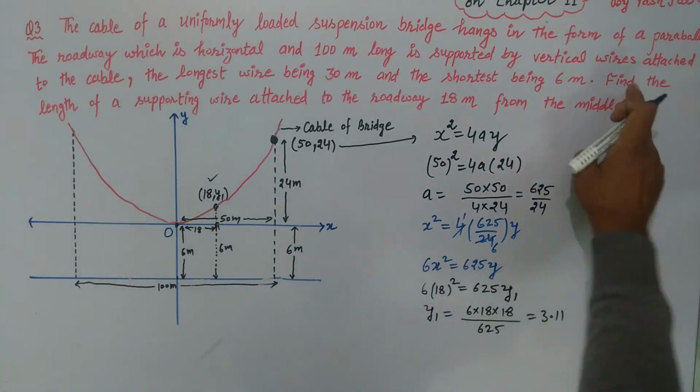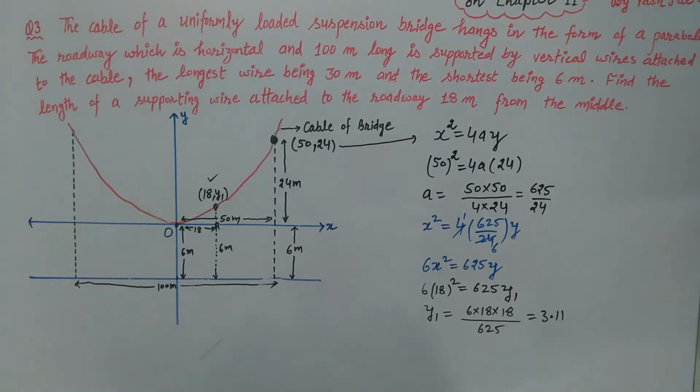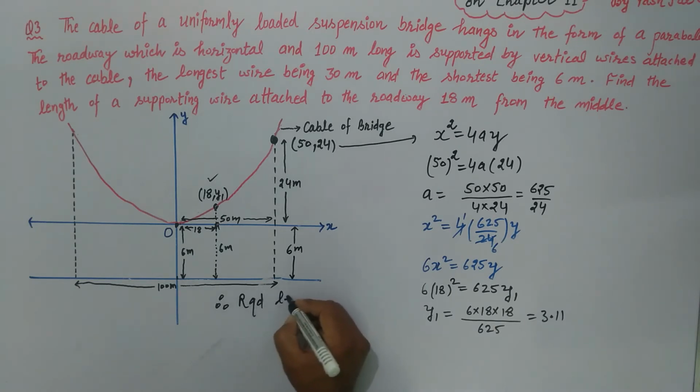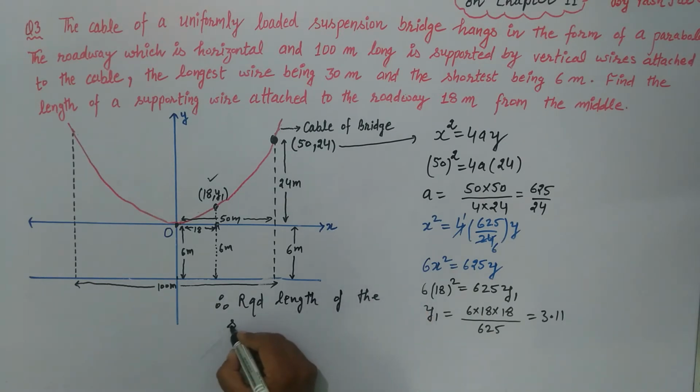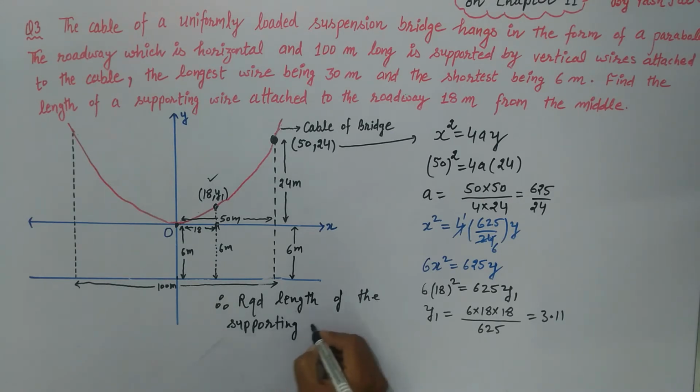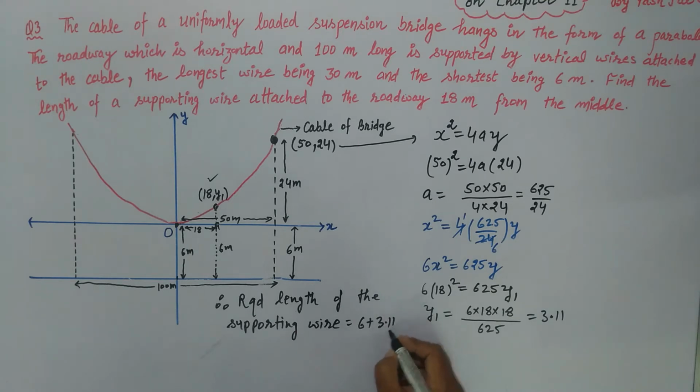But what is our question? Find the length of the supporting wire. So required length of the supporting wire is equal to this y1 plus 6 meter. 6 plus 3.11 which is equal to 9.11. We are discussing in meter, so this is also in meter. Okay, this is the answer to the question. Now next question.